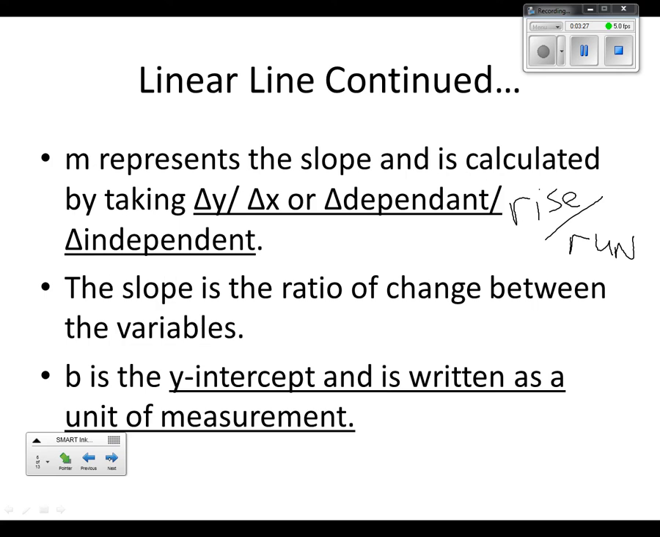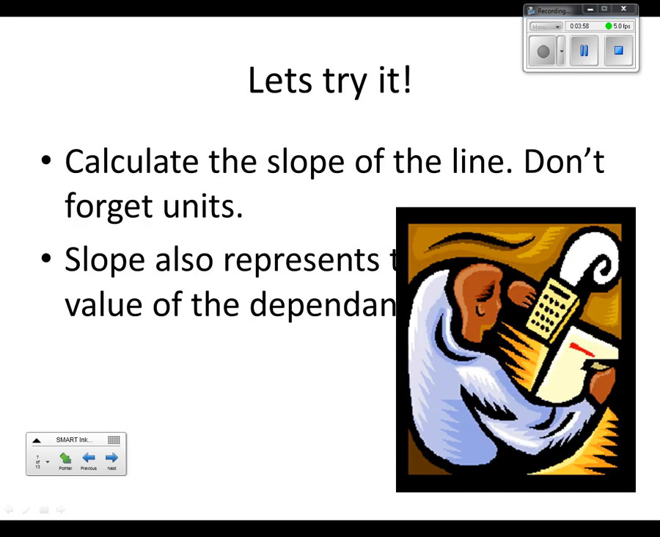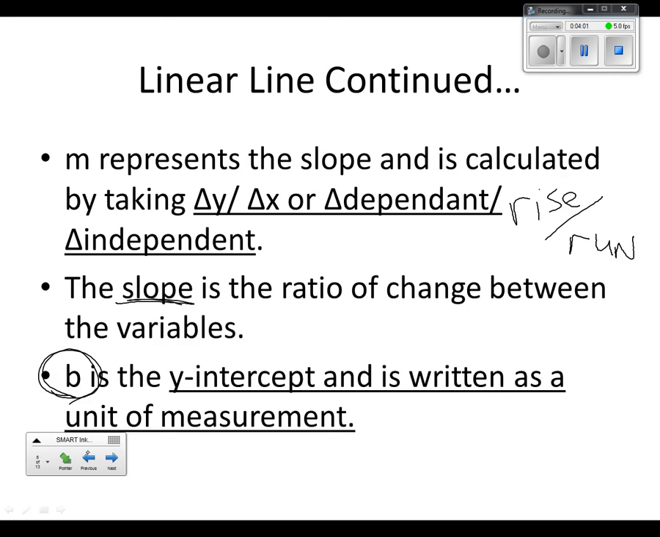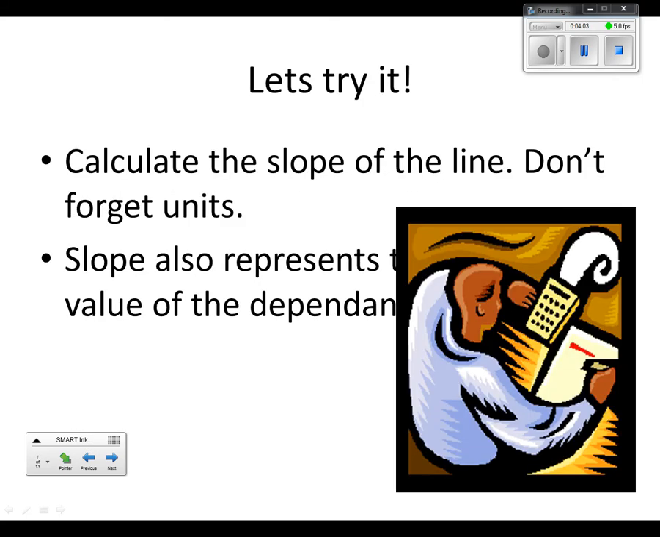The slope, by definition, is the ratio of change between the two variables: how much the dependent variable changes as the independent variable changes, delta y divided by delta x. B in that equation is your y-intercept, and it's written as a unit of measurement. We'll put that all together in just a second. But first, before we go into substituting that, let's calculate the slope of this line and try that again.